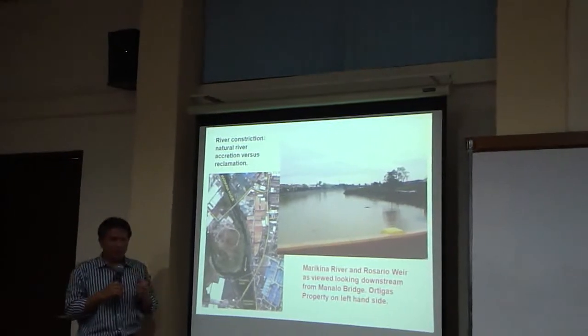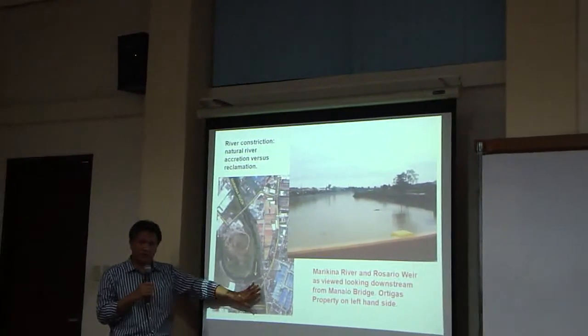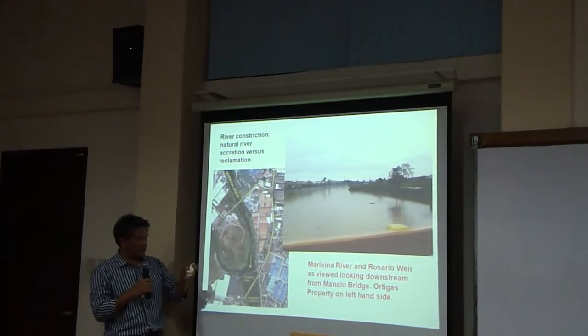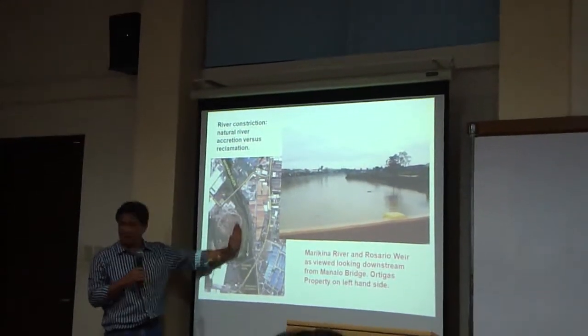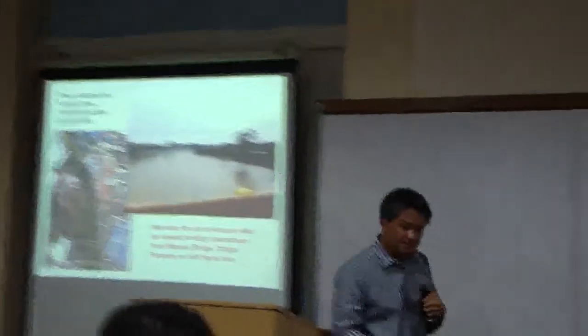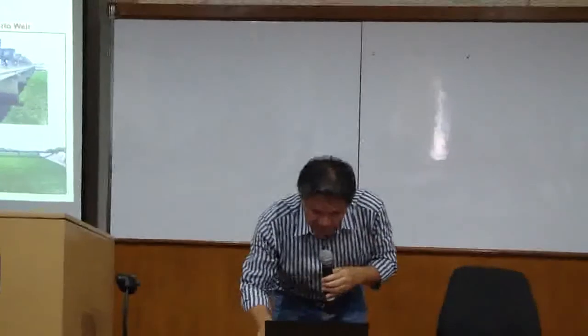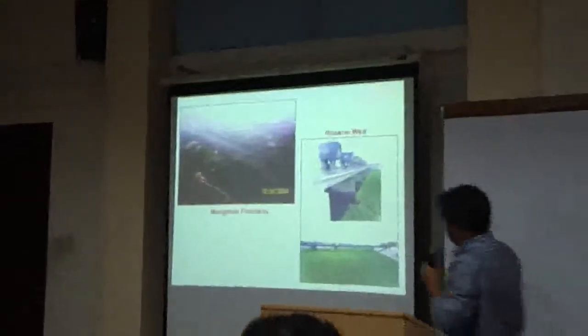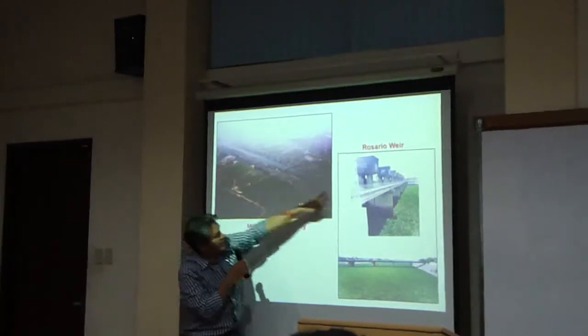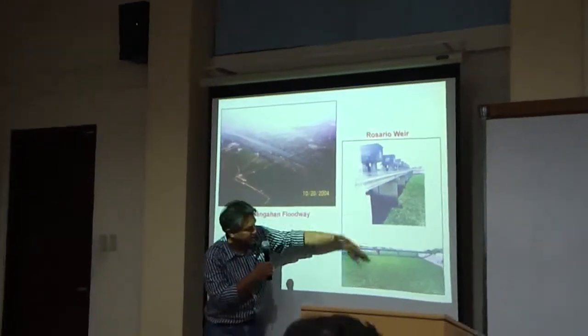And if you think about it, I don't know how much the cost of this Rosario Weir is. It's rendered a little bit handicapped because of that constriction here. So that's an issue there. And then I mentioned the Manggahan Floodway. So this is now the lake, Laguna Lake. This is the Rosario Weir, which looks like this.